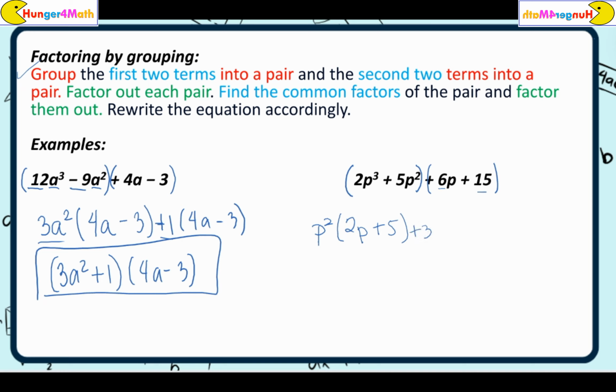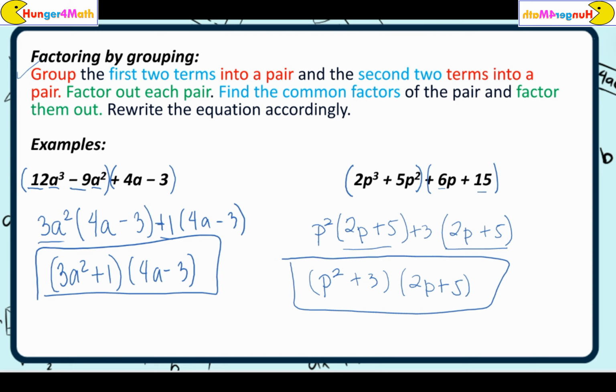Then we're going to divide that. 6p divided by 3 is 2p, and 15 divided by 3 is plus 5. Again, you will see if you are correct if these two are the same. Then put together the common factor, p squared plus 3. Then just copy one of the 2p plus 5. So this will be our answer for this expression.